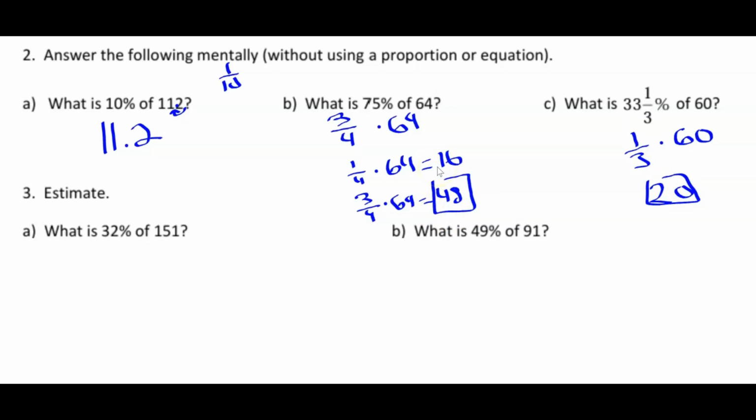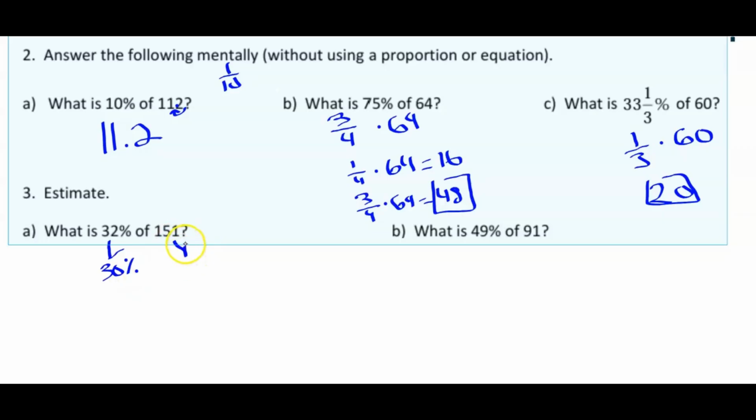Alright, number 3 says to estimate what is 32% of 151, and letter B is what is 49% of 91. So for this question, we can look at 32% as 30, and when we're looking at 151, we can look at that number as 150. Alright, now if we don't know 30% of a number, it's pretty easy to go over 10% of a number, kind of like in letter A for question number 2.